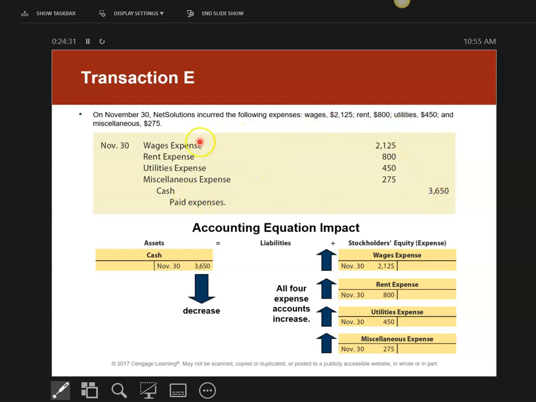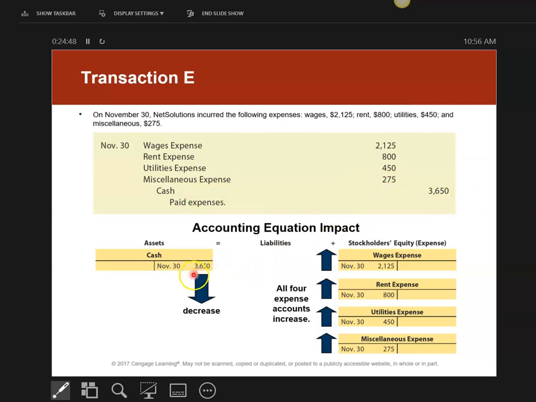So I always list my debit accounts first. And remember, expense accounts are always debited. So here I list my 4 expense accounts as a debit. I add that up, and the credit is to cash for $36.50.